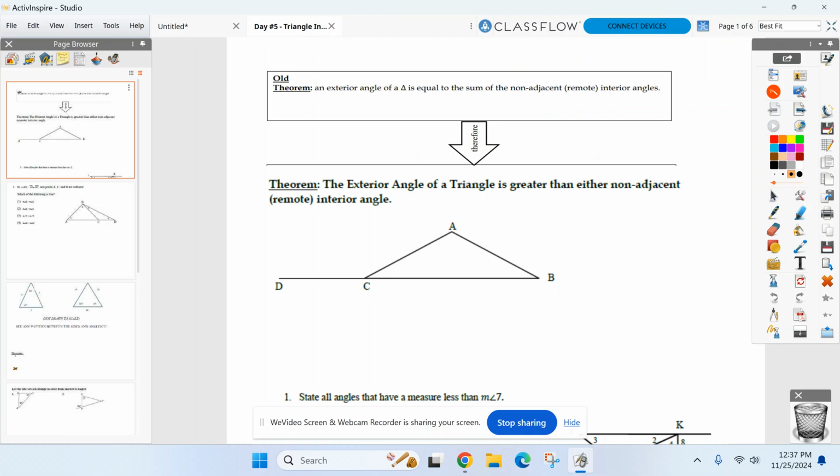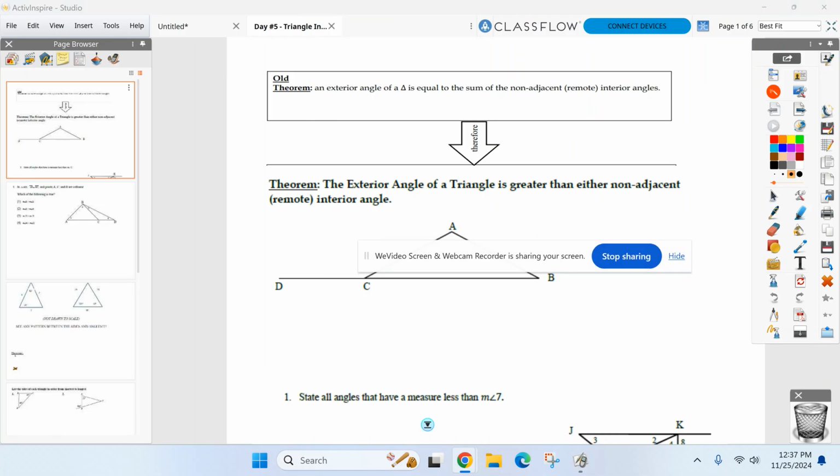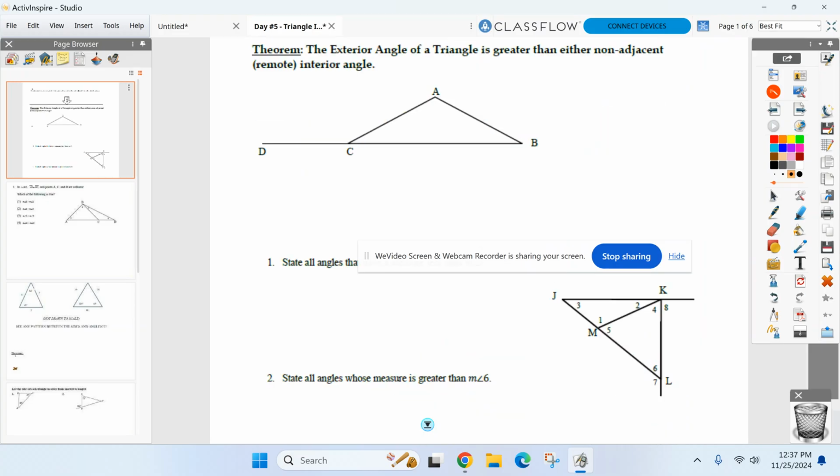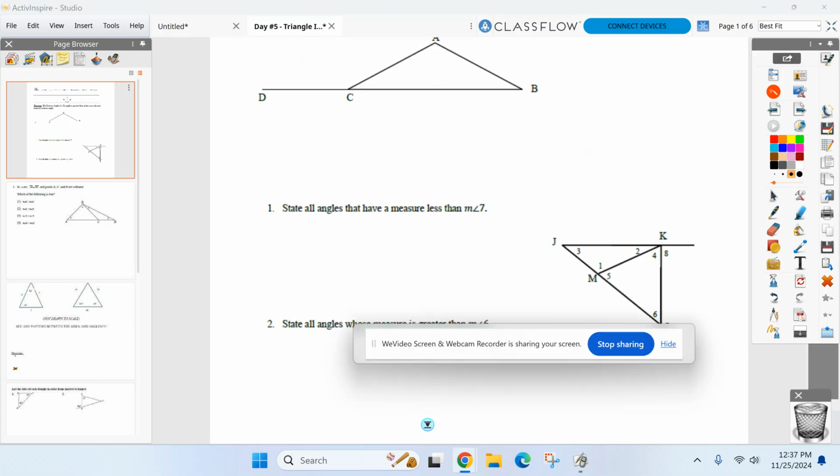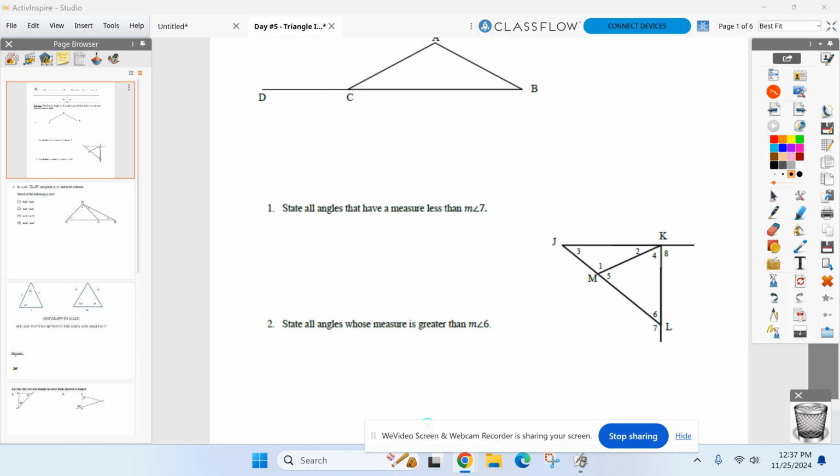All right, that was Unit 4. That was the one I just showed right here. So let's actually put it into use on number 1. All right, everyone sees the beautiful diagram. I've labeled 8 different angles. I want to see how many angles we can find that are less than angle 7. Less than angle 7. And I'll give you a little hint. There's 5 of them in this diagram that are less than angle 7.